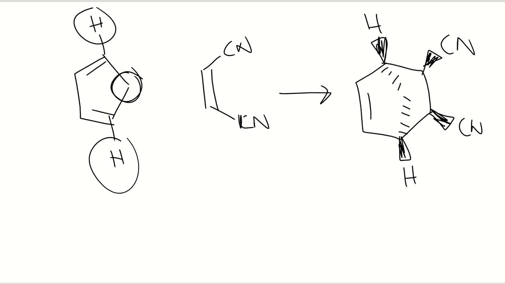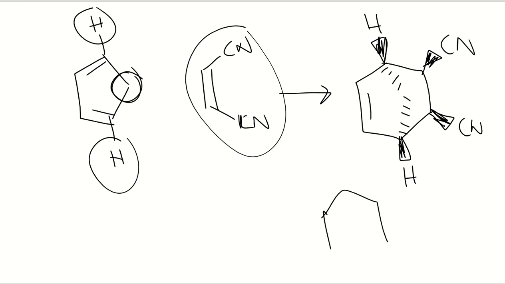And the enantiomer could happen as well, depending on whether this piece adds above or below my diene. So the other possibility would be those CN groups could be dashes. The hydrogens would be dashes. And the bridge now would be a wedge.